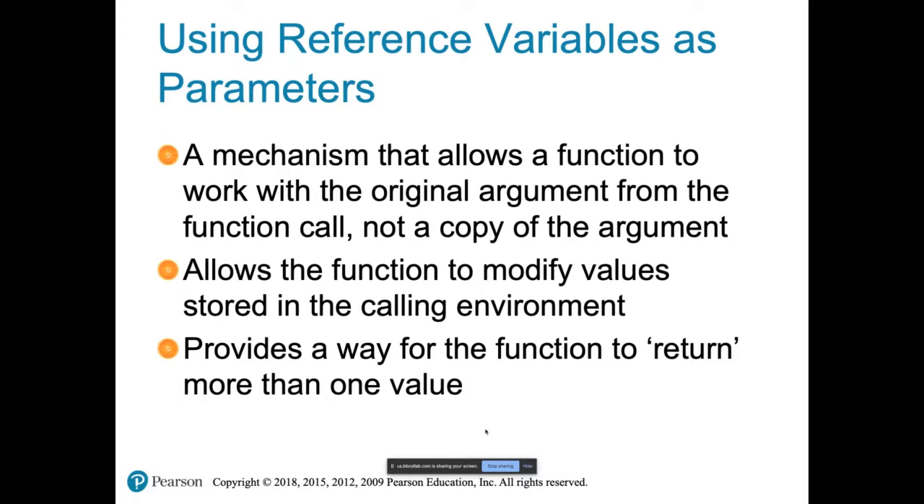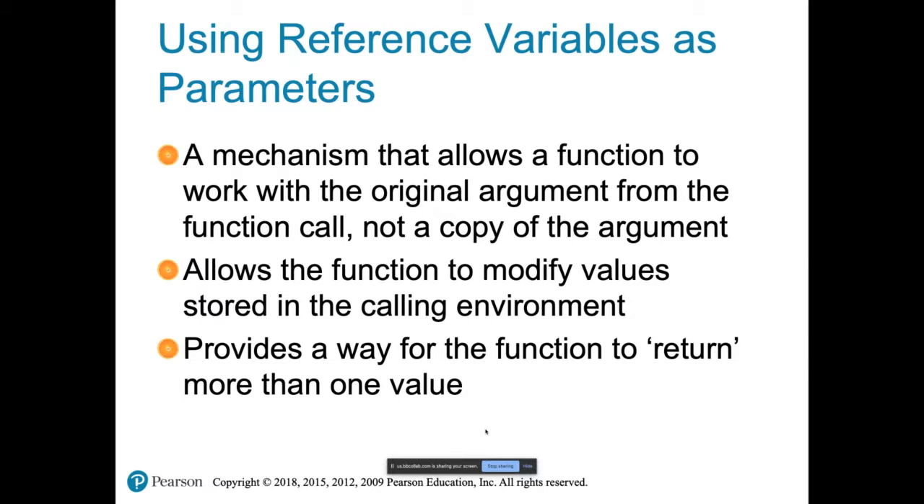Now we have a reference variable, which says, do not copy my contents, but give me the address of that variable. So any changes I do to that parameter are seen outside. Faster, but error prone if you don't want to do the changes. A mechanism that allows a function to work with the original arguments from the function call, not a copy. So hint and hint. The other one we talked about was copy.